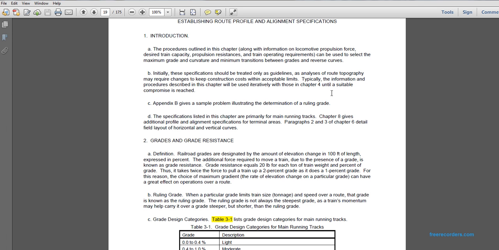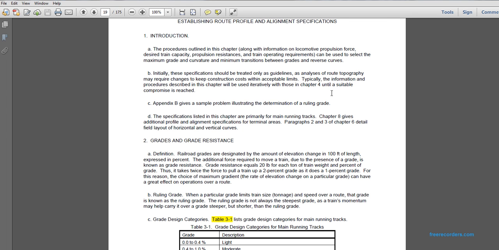2. Grades and grade resistance. Definition: railroad grade is designated by the amount of elevation change in 100 feet of length, expressed in percentage. The additional force needed to move the train due to the presence of the grade is known as the grade resistance. The grade resistance is equal to 20 pounds for each ton of the train weight, per percent of the grade. This takes twice the force to pull the train up a 2% grade as it does a 1% grade. For that reason, the maximum gradient, the rate of elevation change on a particular grade, can have a great effect on the operations over the route.